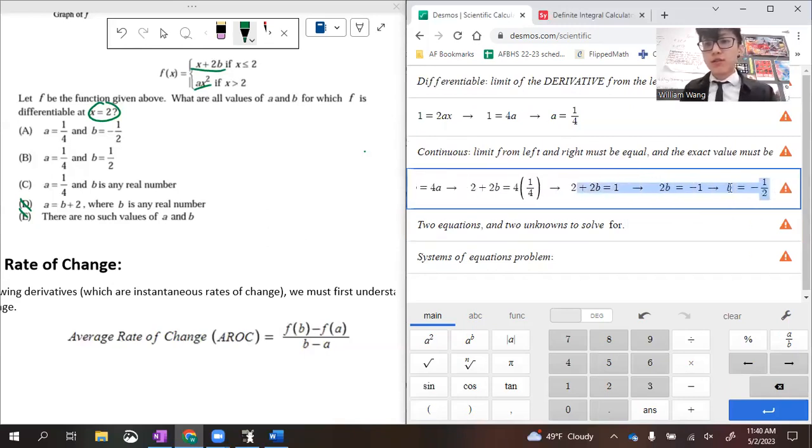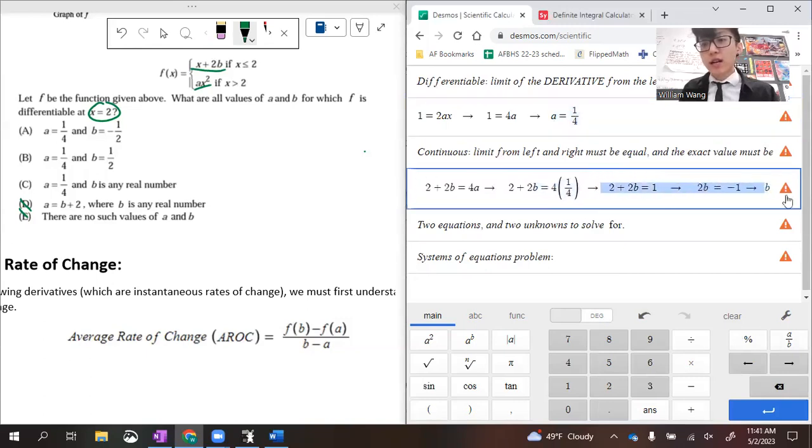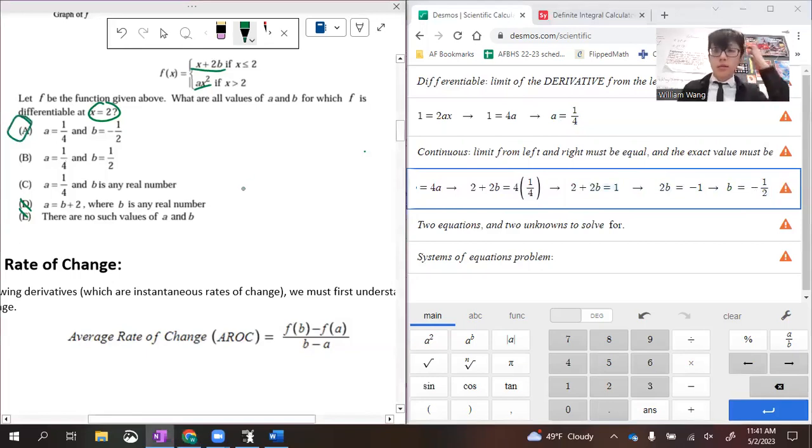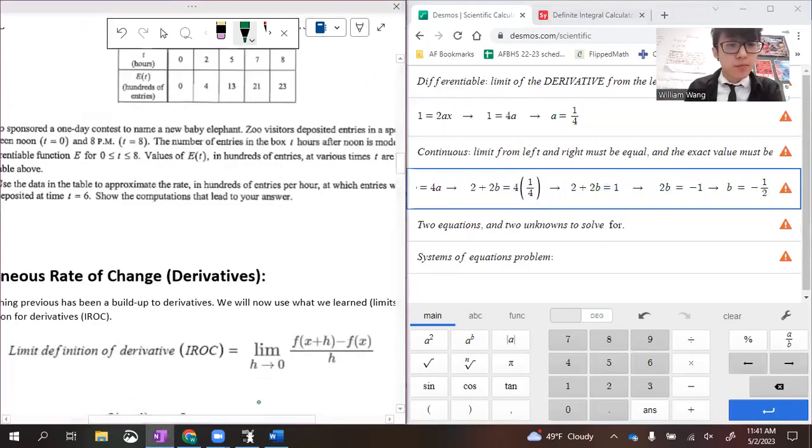All right, hopefully you can follow my line-by-line work. Each line is connected by an arrow. All right, so A is 1/4. When I replaced in A into my other equation, I solved and got B is equal to -1/2. So my answer choice is going to be A. All right, hopefully that makes sense. Let's go on to our next question.